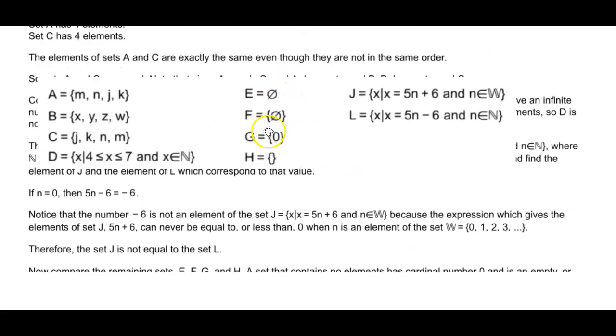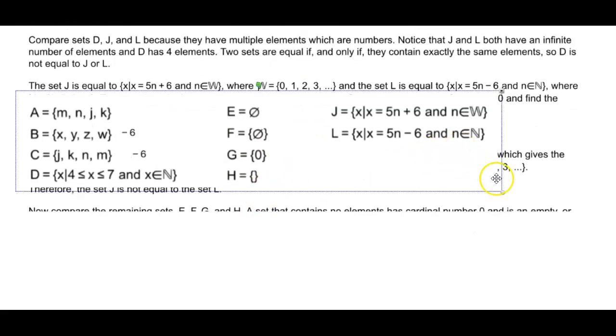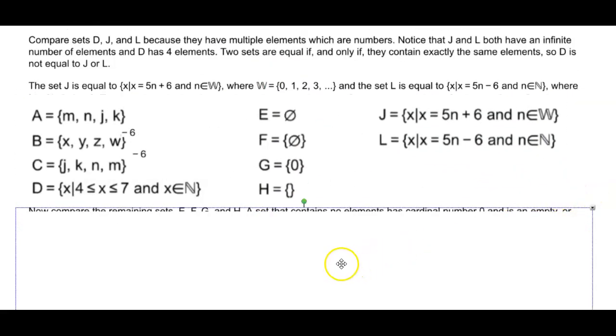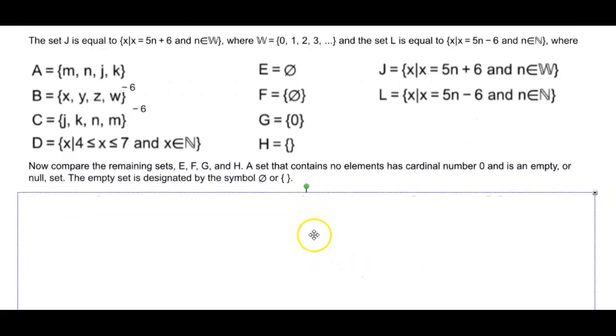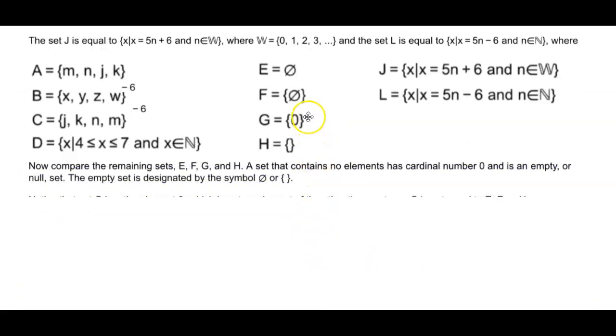Okay, now let's take a look at the next here. Now we want to compare the remaining sets E, F, G, and H. Now a set that contains no elements has cardinal number 0 and is an empty or null set. The empty set is designated by the empty set symbol or the braces with nothing in there.